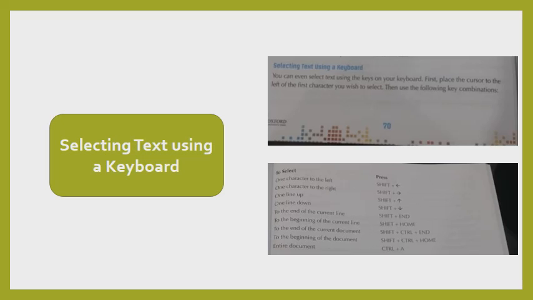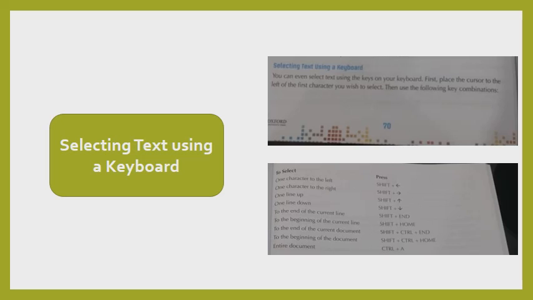Friends, what you will do, you will click somewhere in your text or on the character you want to select, and then you will see the cursor blinking on the page. After that, we will use some keyboard keys to perform our action. On page number 71, some key combinations are given.